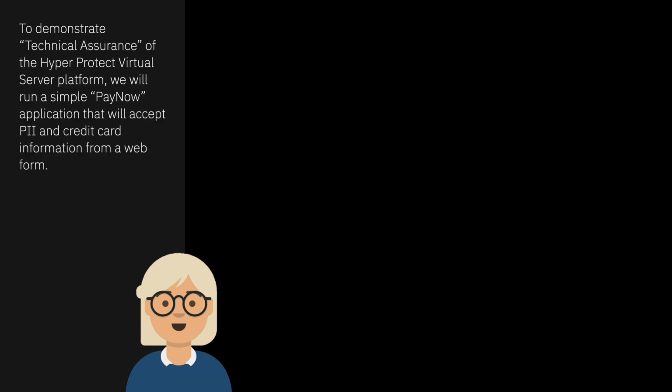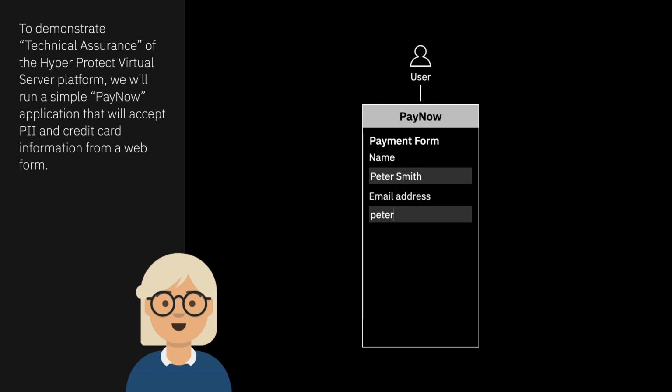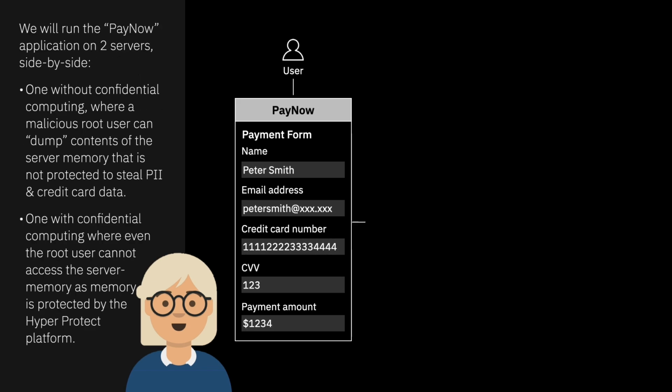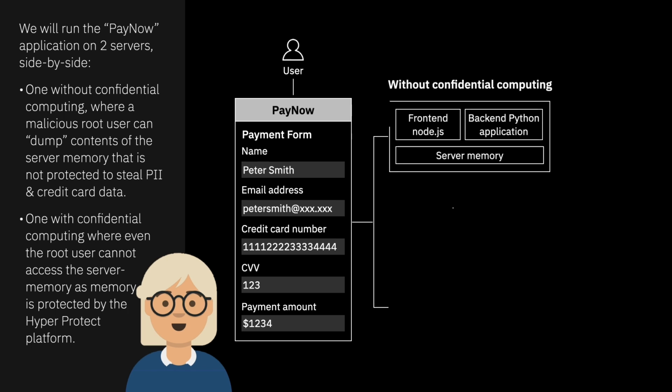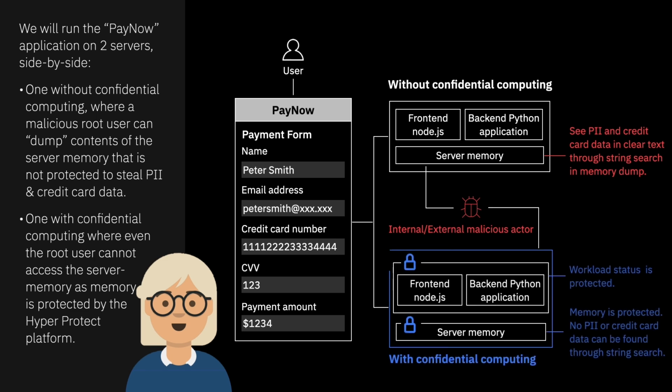To demonstrate technical assurance of the HyperProtect virtual server platform, we will run a simple Pay Now application that will accept PII and credit card information from a web form. We will run the Pay Now application on two servers side by side, one without confidential computing, where a malicious root user can dump contents of the server memory that is not protected to steal PII and credit card data. One with confidential computing, where even the root user can't access the server memory, as memory is protected by the HyperProtect platform.